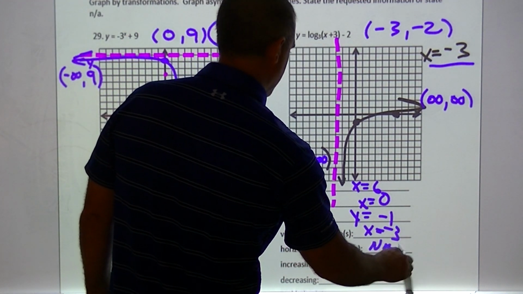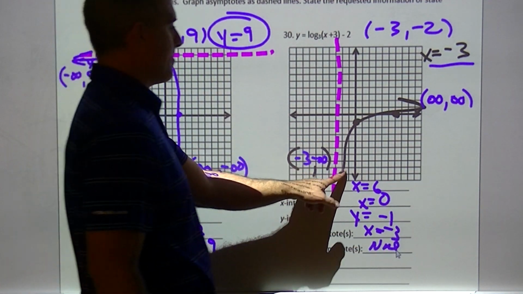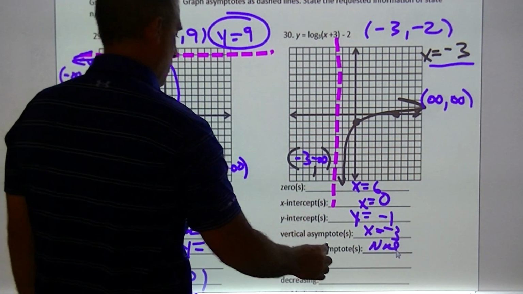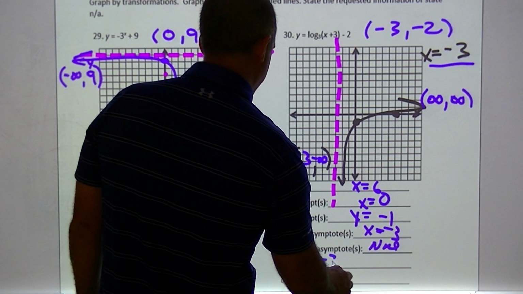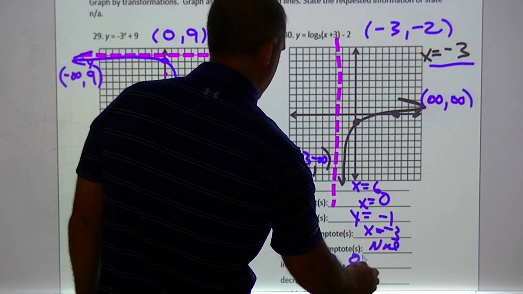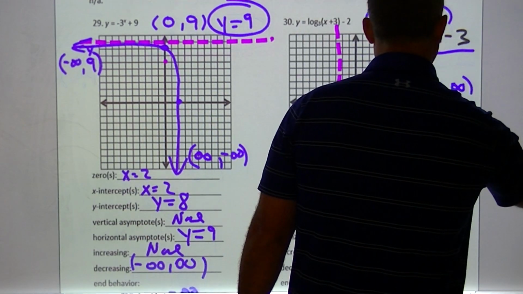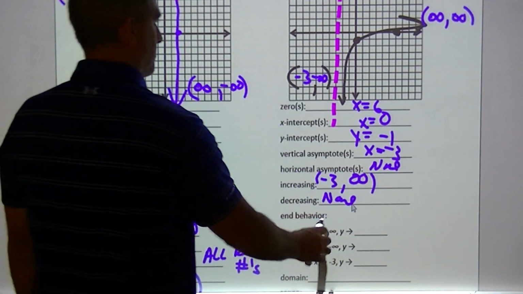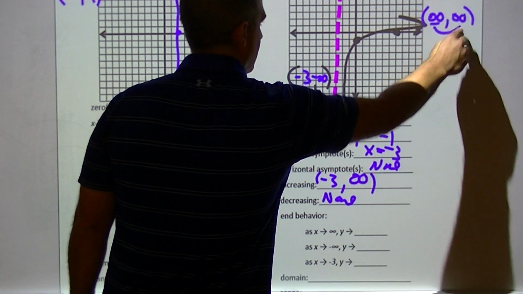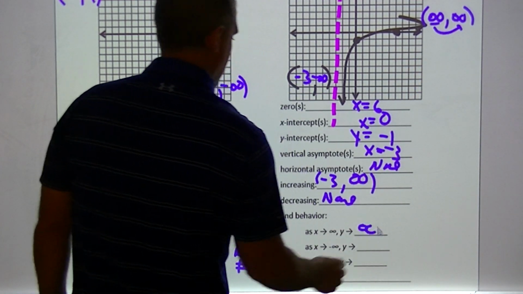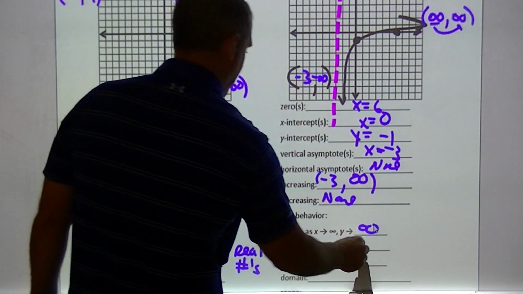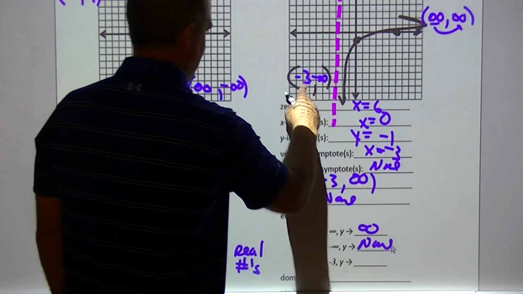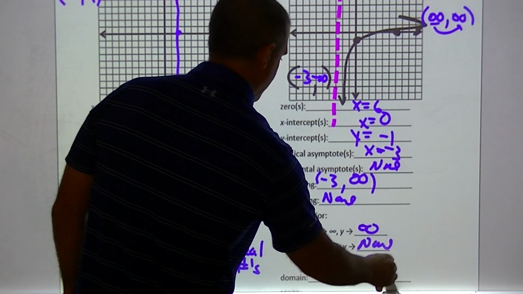We didn't have a horizontal asymptote. I start from here. This is increasing the whole way. It's going to increase from negative 3 to infinity. It's not going to decrease at all. As x approaches infinity, that's the y. As x approaches negative infinity, that's going to be none. As x approaches negative 3, that's going to be negative infinity.